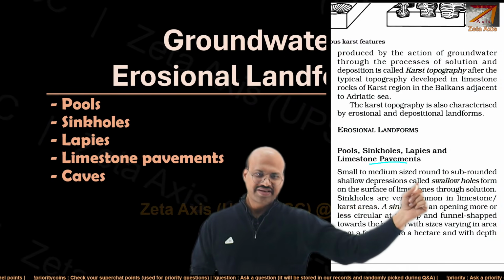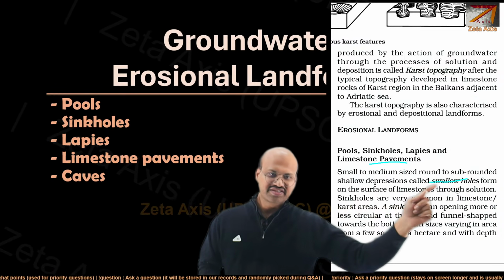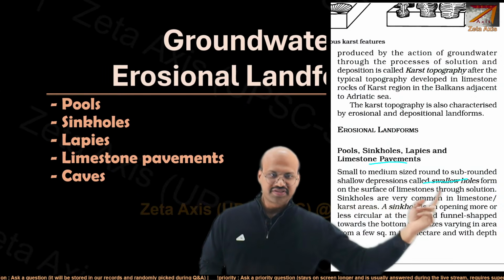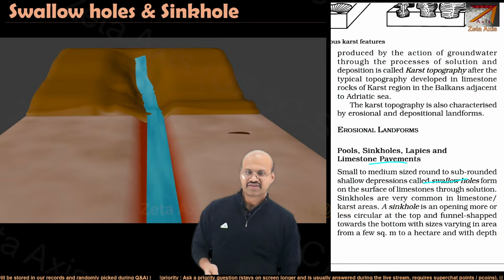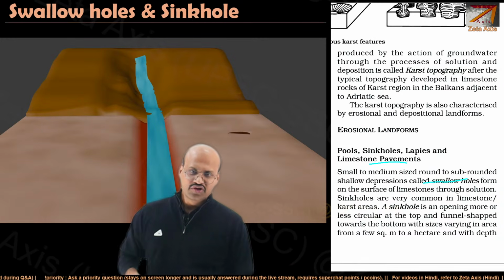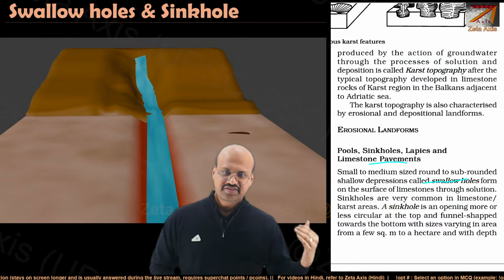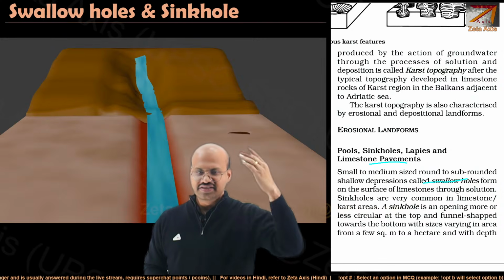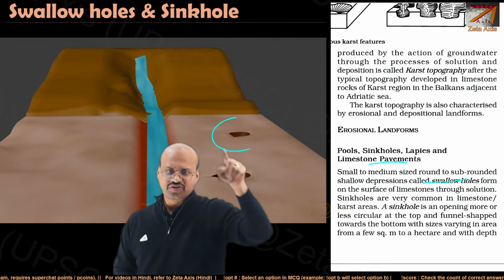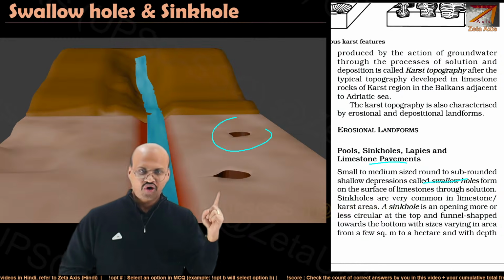Small to medium sized, round to sub-rounded shallow depressions are called swallow holes. So the first is swallow holes. If we see this region and consider it as a region made of limestone, limestone is basically soluble in water, and if there is heavy rain in this region, or if there are certain streams, you will see that over time this type of holes are seen on the surface of this region. So these are small holes.